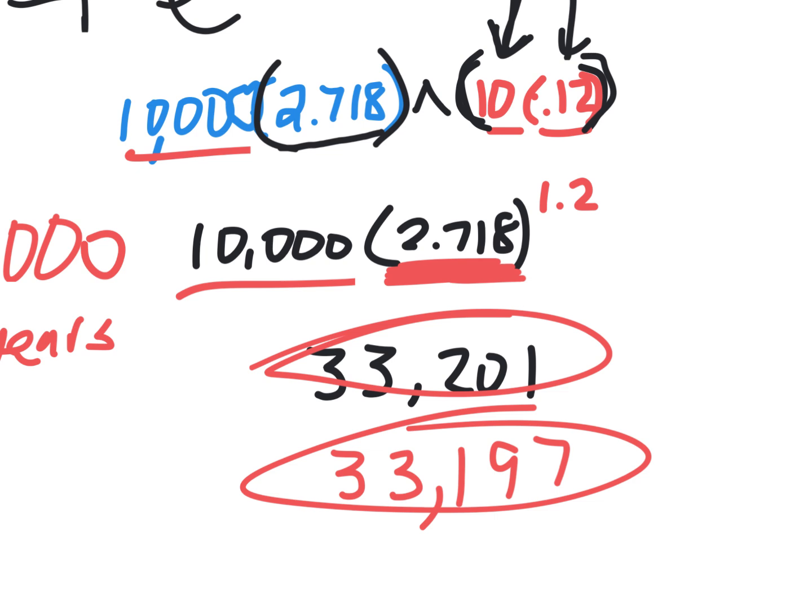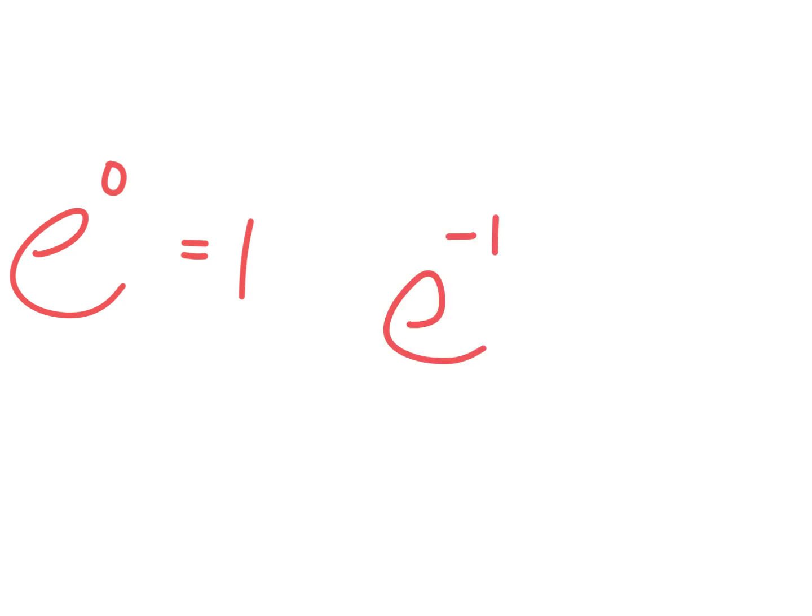All right. And then some of your problems are just ludicrously easy. They'll be like, what's E to the 0? And then some people's brains lock up and they're like, I don't know what's going on. But it's just anything to the 0, which is what? 1.